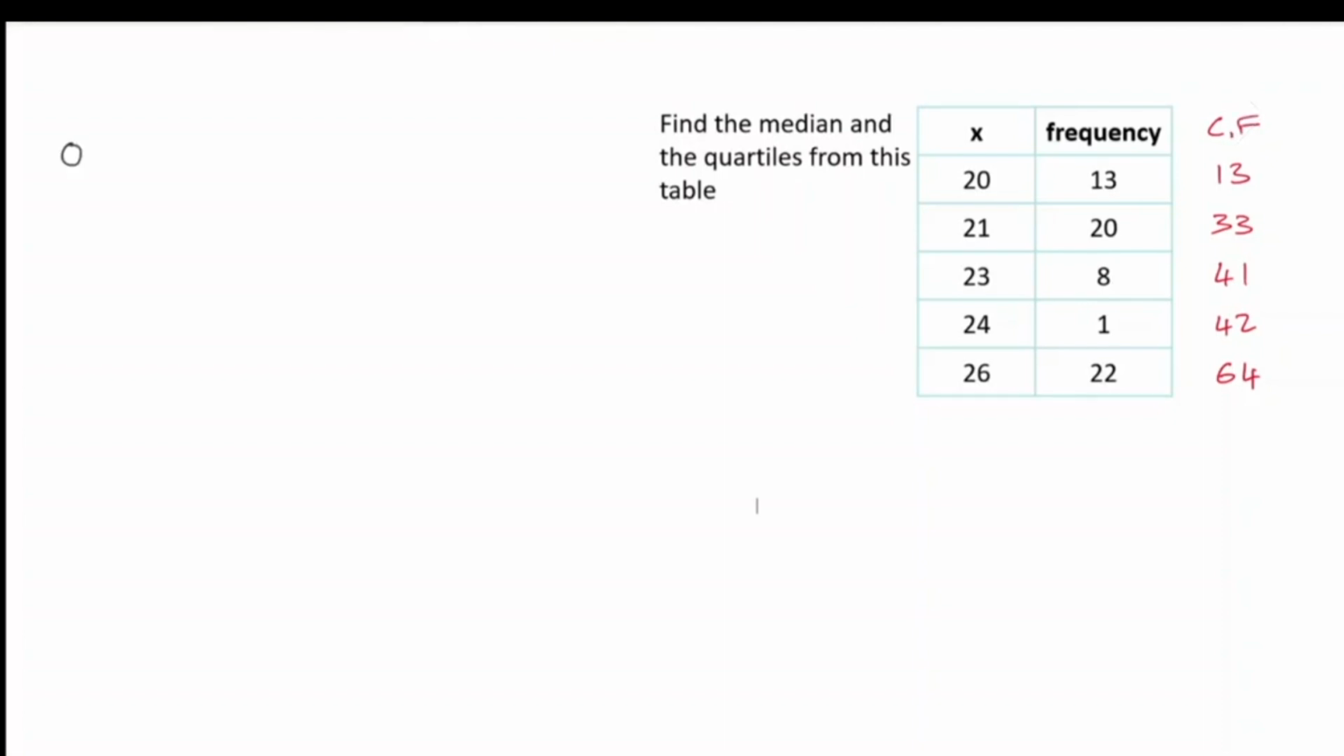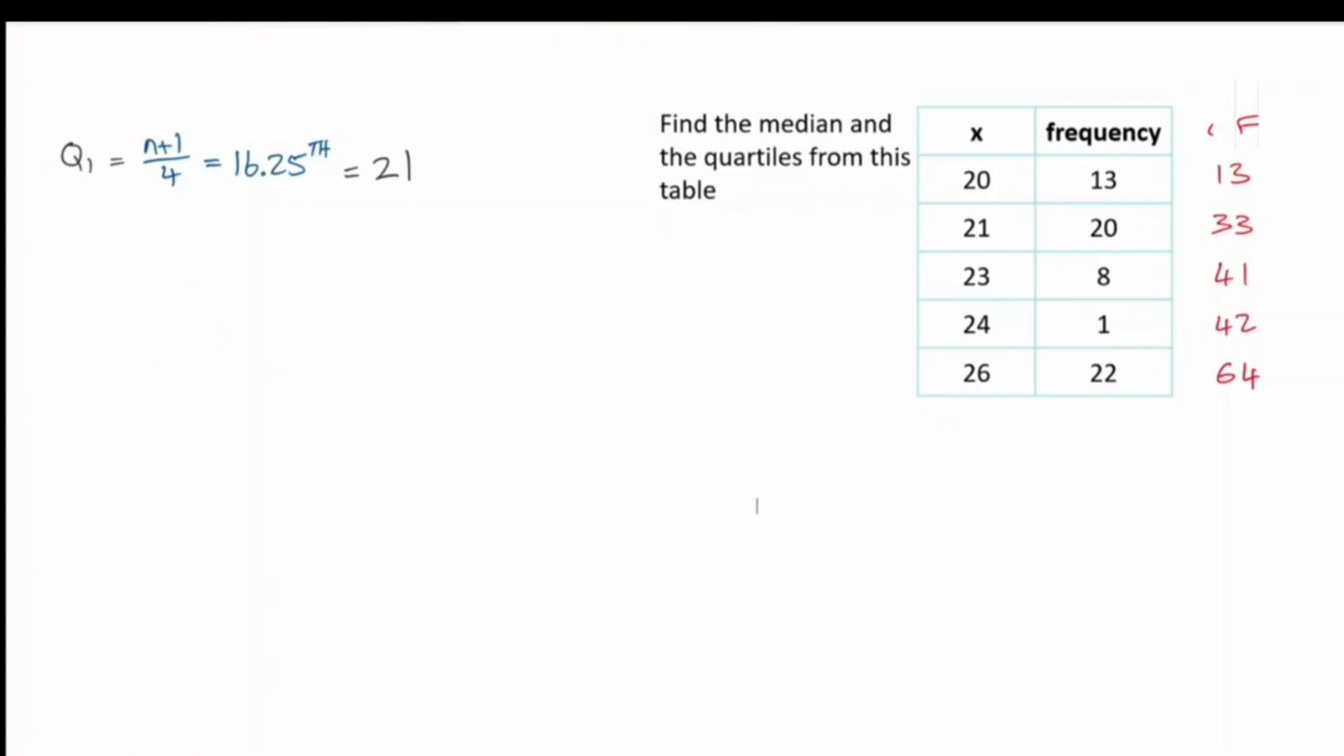To locate the lower quartile, we're going to take the total, which is 64. We're going to add 1 and divide by 4. That tells us the lower quartile is in the 16.25th position. It's in between the 16th and the 17th value. We go to the cumulative frequency column and we're looking for the first row where the cumulative frequency is larger than 16.25. That's the second row, meaning that the lower quartile is 21.